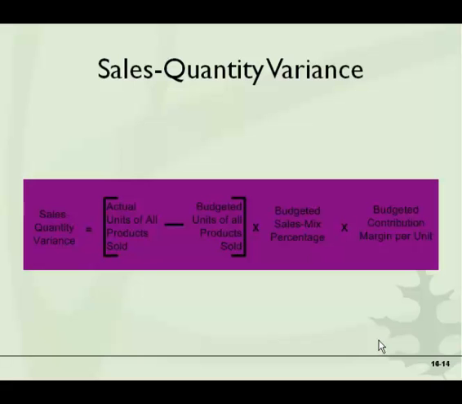And I really think we need to work through an example to get a handle on these concepts. But I'll briefly go over them. The sales quantity variance is the actual units of all products sold minus the budgeted units of all products sold times the budgeted sales mix percentage times the budgeted contribution margin per unit.